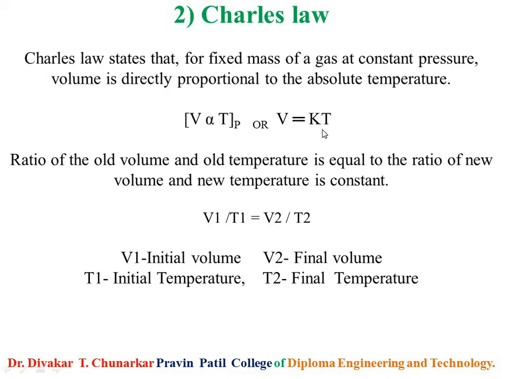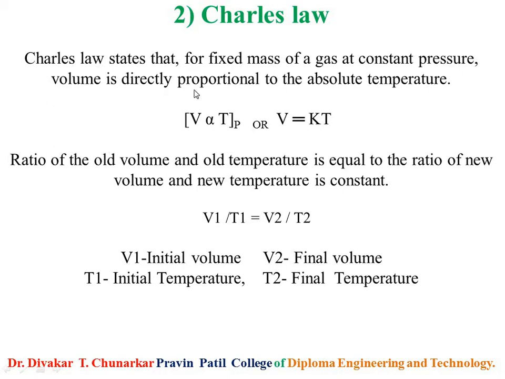Charles's law also says that the ratio of old volume and old temperature is equal to the ratio of new volume and new temperature, and is constant. Another way to say it: the ratio of initial volume and initial temperature is equal to the ratio of final volume and final temperature, and is constant. That is, V1 upon T1 equals V2 upon T2.